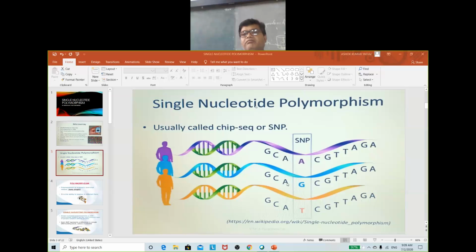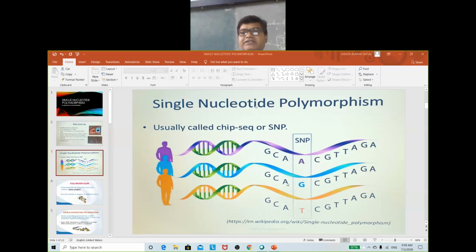So what I want to say is that SNP, what is the full form of SNP? It is the single nucleotide polymorphism. So we can differentiate the single nucleotide level difference at the gene level of different individuals. We can easily understand with the help of this molecular technique that is known as SNP.